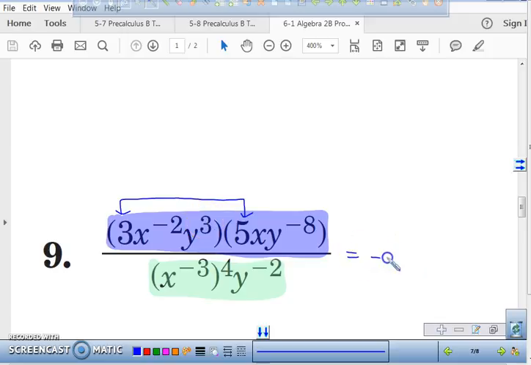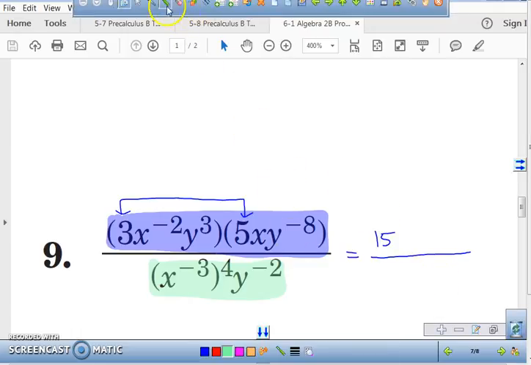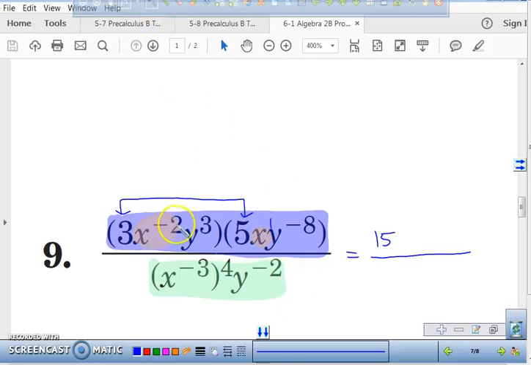And what is that going to give us? That's going to give us 15. So we're allowed to do that. Okay? The next thing I'm going to do is I'm going to highlight right here. We have x to the negative 2, and we have an x by itself, which is to the power of 1. What are we allowed to do with the negative 2 and the 1? Add them together. And that's going to give us x to the negative 1.